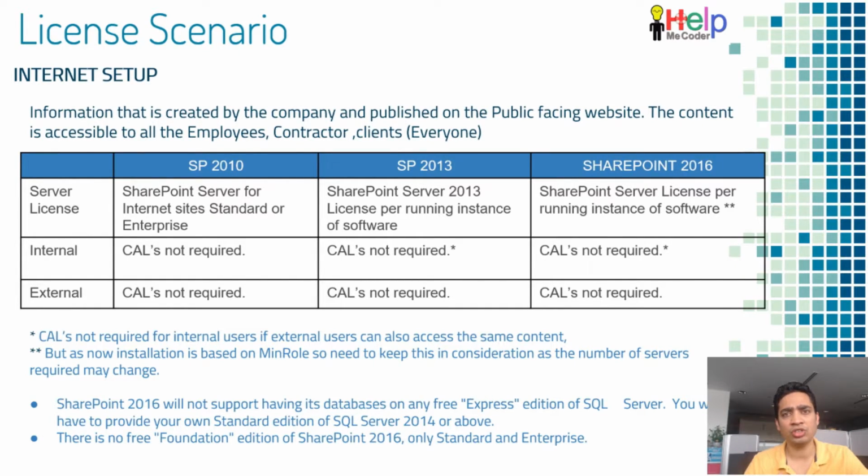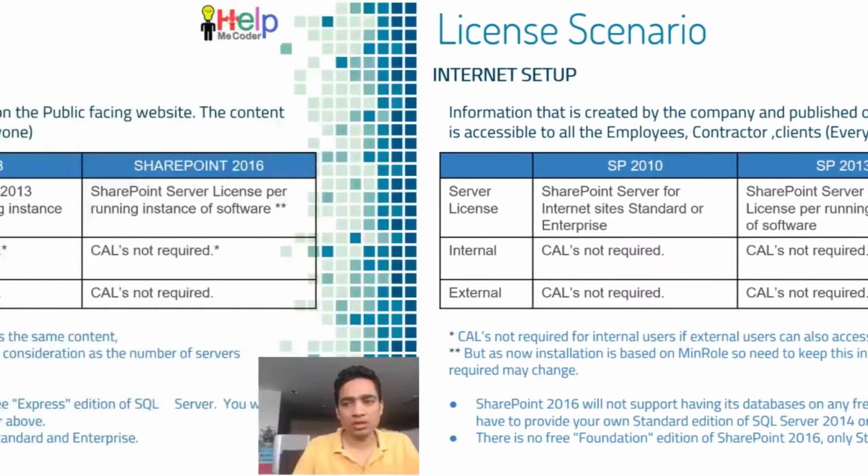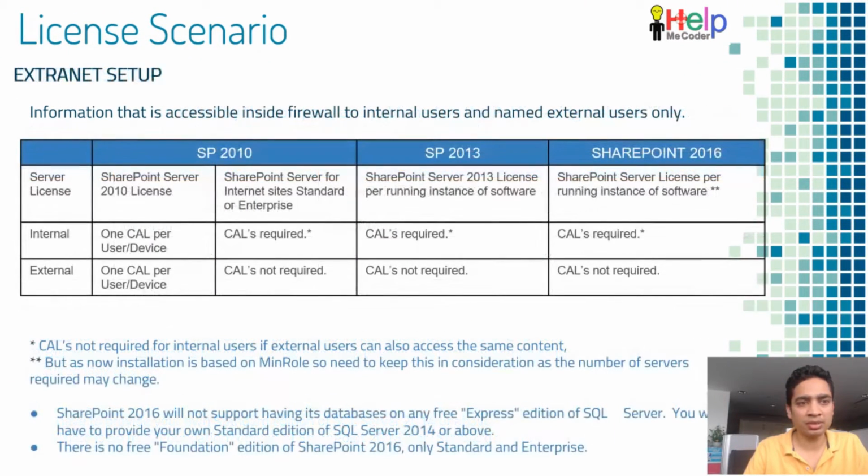But if there is content on your internet website that is secured, meaning it has some permissions, and your employees are trying to access it, then they will require the CAL license. Now coming to the extranet setup. Extranet setup is basically a mix of both internet and intranet setup. The use of it is that if you want to collaborate with your contractors and you still want some kind of authentication mechanism between you and your contractor, and it's not public oriented content, then you need to use this extranet kind of scenario.